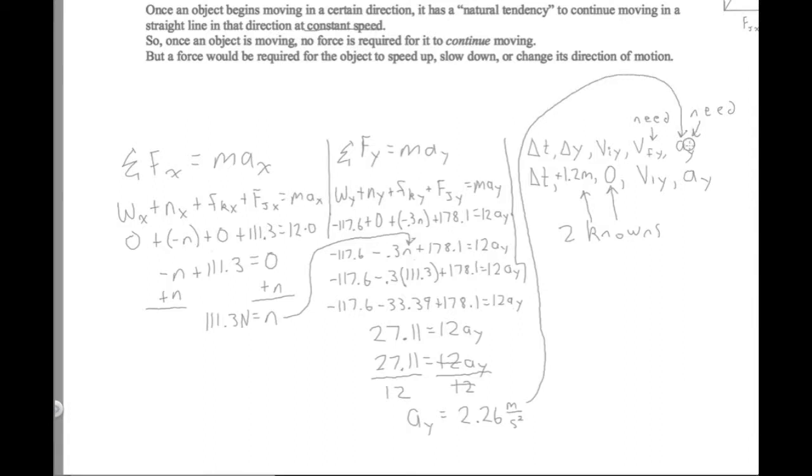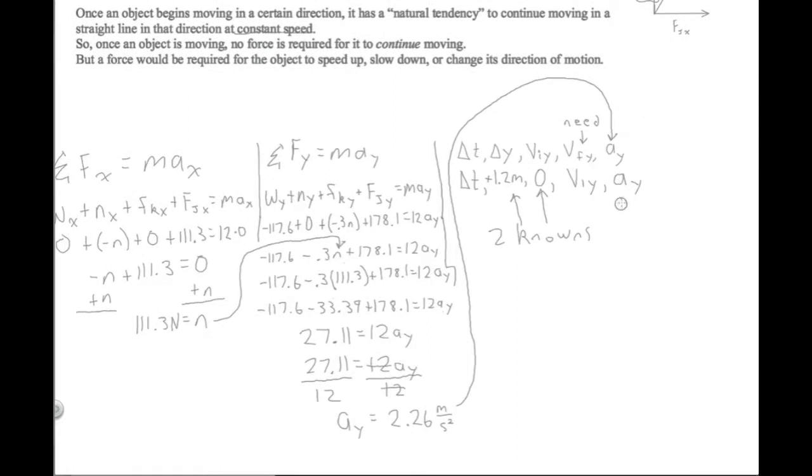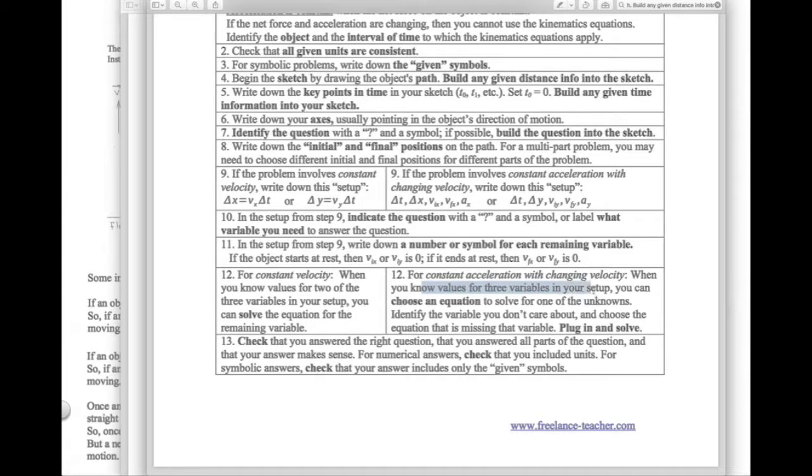Remember, we had already said we needed a sub y. Well, now we've figured it out. We don't need it anymore. We've figured it out. So we can plug that in here. Now we know a sub y. Our a sub y now is going to be 2.26 meters per second squared. And now notice that we have 3 knowns. Now we know 3 numbers. But when you know 3 kinematics values, that's when you're ready to choose a kinematics equation.